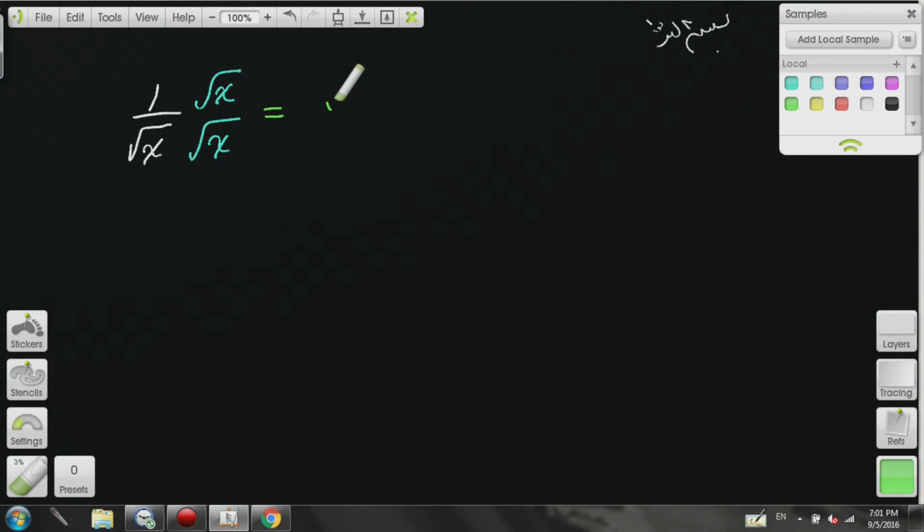So then the numerator becomes square root of x. The denominator becomes square root of x times square root of x, which is x. Very good. So this is how you rationalize the denominator.